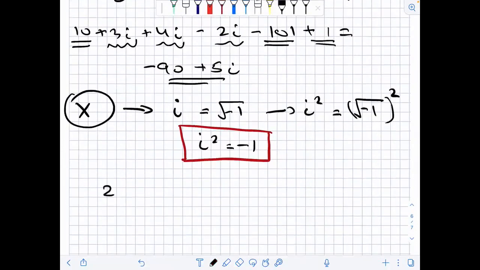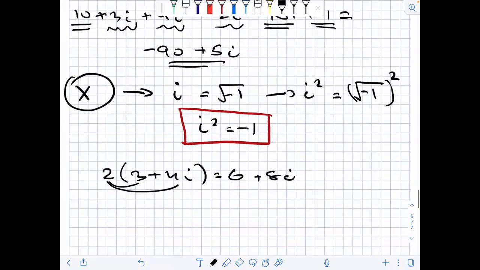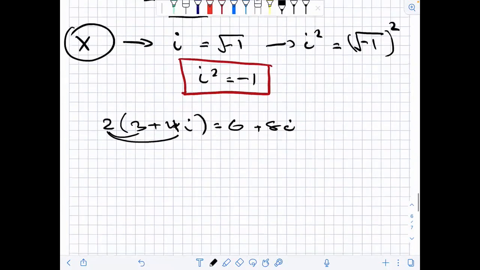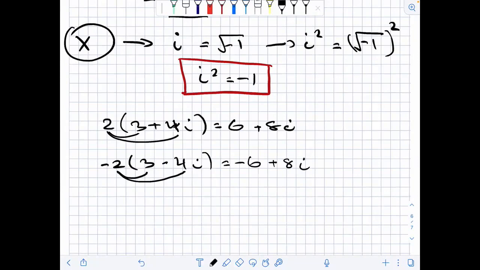So maybe we have to do 2 multiplied by 3 plus 4i. First with first, 2 times 3 is 6, and then 2 times 4i is plus 8i, because 2 times 4 is 8, so 8 i's we have. Think about i like an x, so it's 2 times 4x, so it's 8x. Okay, let's look at a different example. What if we had minus 2 times 3 minus 4i? Minus 2 times 3 is minus 6, and minus 2 times minus 4i, minus makes a plus, 2 times 4 is 8, so plus 8i.